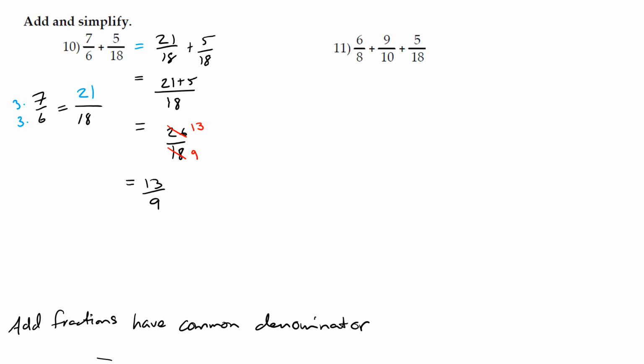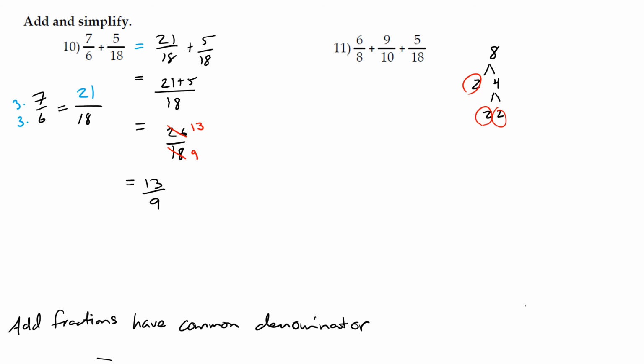Alright, same thing on number 11 here. It's just we happen to have 3 numbers, so we want an LCD for all 3. So it's actually, let's see, we've got 8, 10, and 18. I'm not seeing anything quick there. Remember that we can find the LCD by doing the prime factorization of each of our numbers.